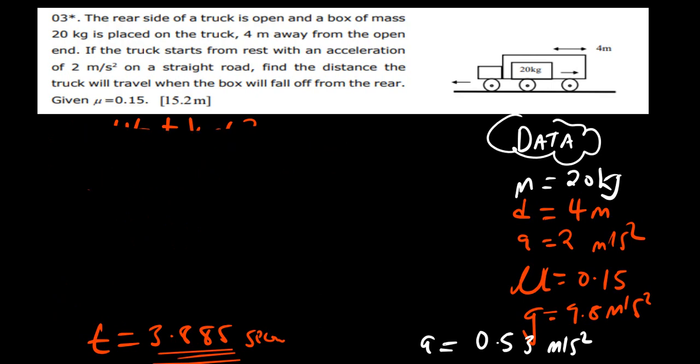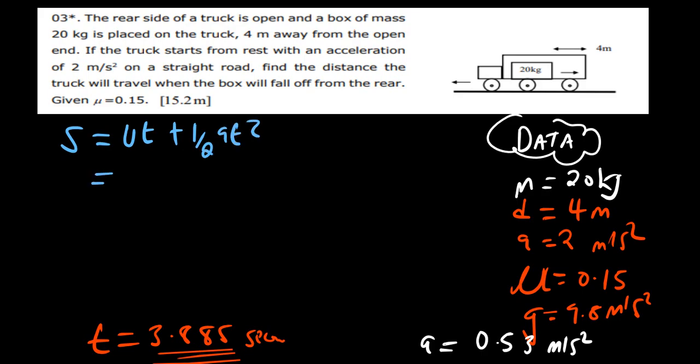Now that we have found the time and we have everything, we can find the distance. Find the distance the truck will travel when the box falls off from the rear. Let's now find the distance this truck is going to move. This is the distance for the box. What about the truck itself? We're going to use the same formula, S equals ut plus half at squared.